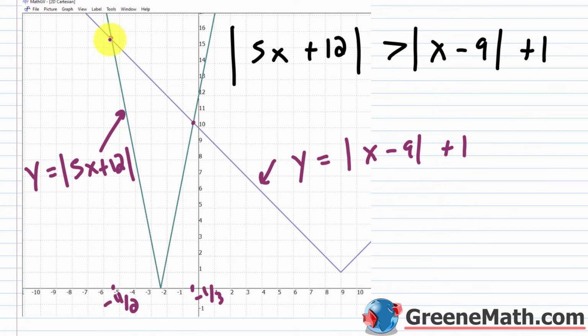So that occurs anywhere to the left of negative 11 halves. So again, we found that as x is less than negative 11 halves. And that also occurs anywhere to the right of negative 1/3. So we'd say, or x is greater than negative 1/3. Okay, so this is how you can look at this graphically and make that a little bit better and find your same solution. If you're confused about something, it's always good to stop and look at the graph.